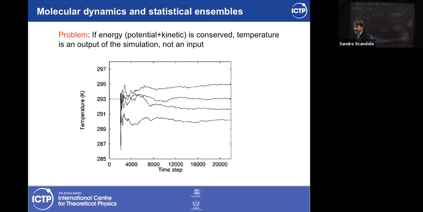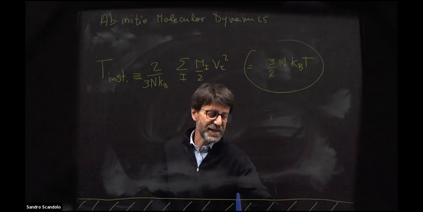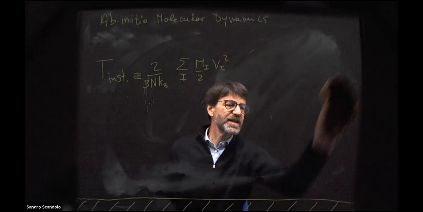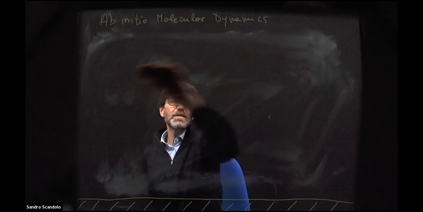So this, of course, raises an important question. And this is, how can I actually simulate my system at a given temperature? Right? You don't want to do trial and errors. You want to simulate your system at room temperature. You don't want to start with different guesses and then choose the one that gets closer to room temperature. Now comes the concept of doing molecular dynamics in different ensembles.